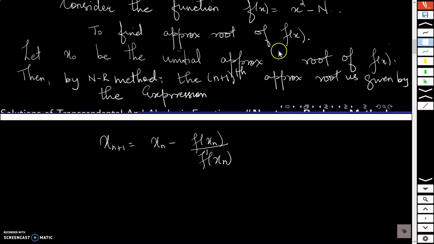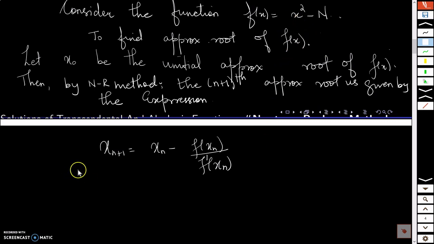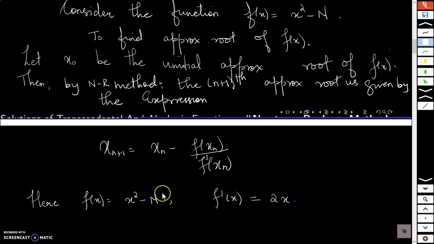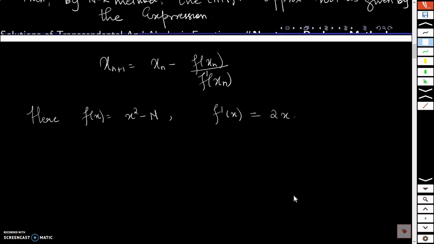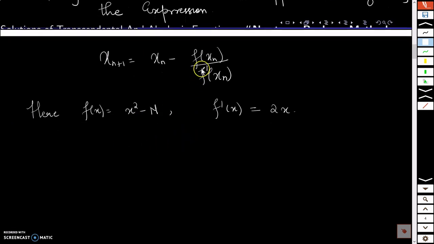So the function f that is given to us is f is equal to x square minus N. If I differentiate that, here f of x is x square minus capital N, so f dash of x will be equal to 2x, right? And because capital N is a constant, its derivative will be 0. So f dash is nothing but 2x, right? So if I substitute this data now in this expression, let me call it star.